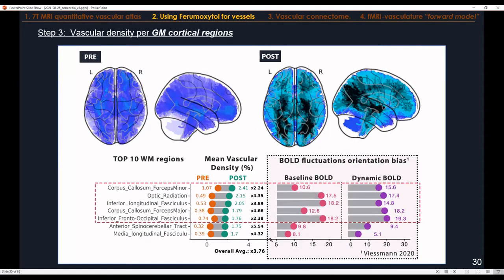And then looking at the white matter, we saw that, of course, in the post-injection image, some fiber bundles seem to be more vascularized than others. A colleague of mine did a comparison of the BOLD fluctuation in every white matter bundle. And we saw that the fiber bundles that had the highest BOLD fluctuation were also the ones that had the highest vascular density, which is in concordance with what we presented earlier.